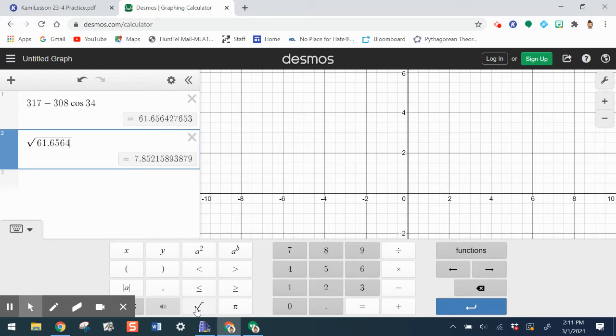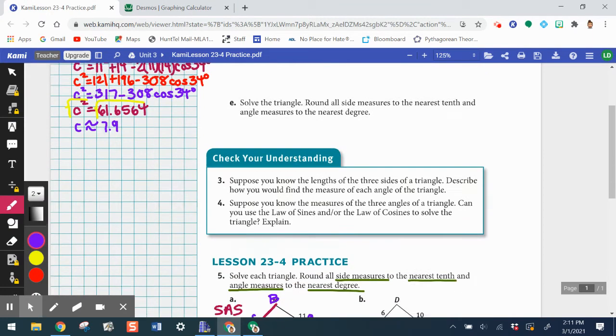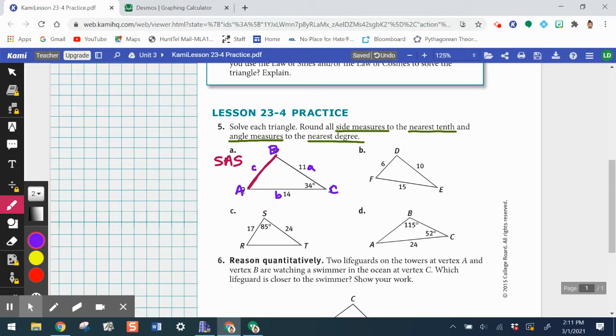So we see that rounded to the nearest tenth, because we are finding a side length, the 5 tells the 8 in the tenths place to round up. So the length of C is approximately 7.9. So we have just now found our third side.